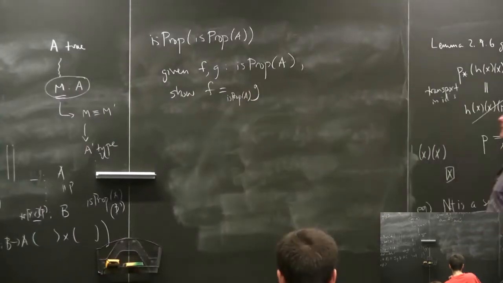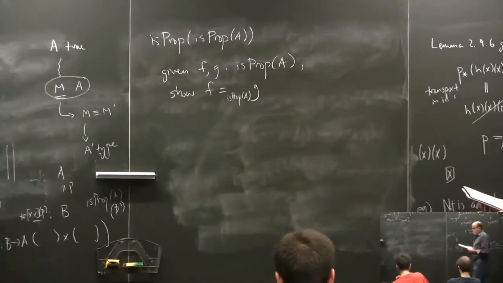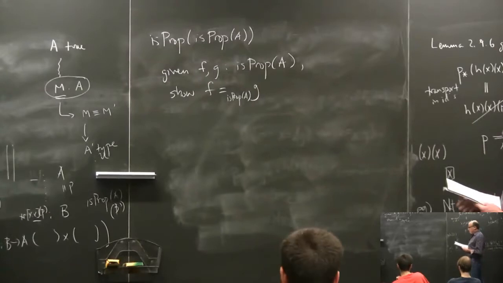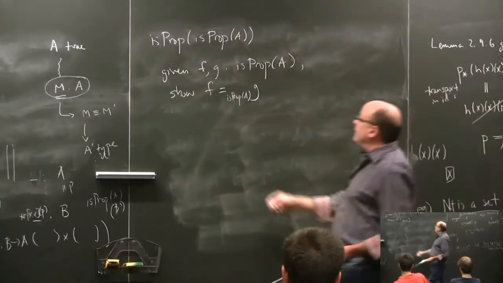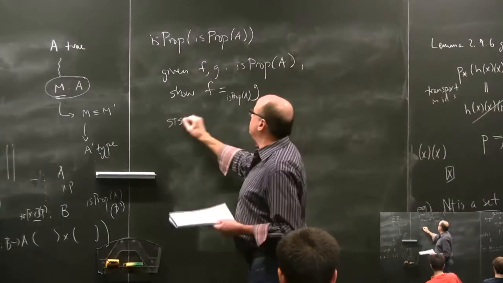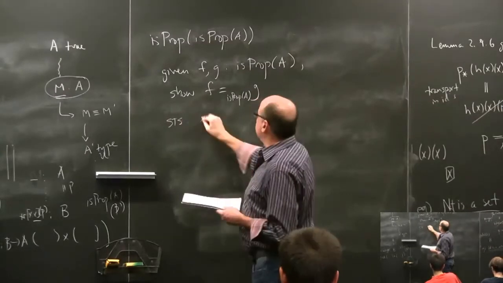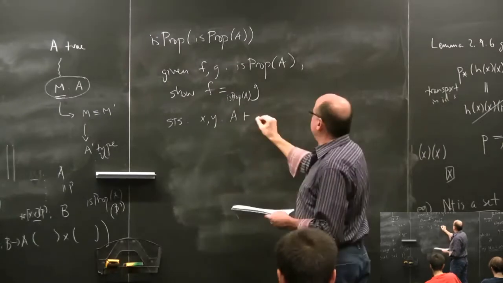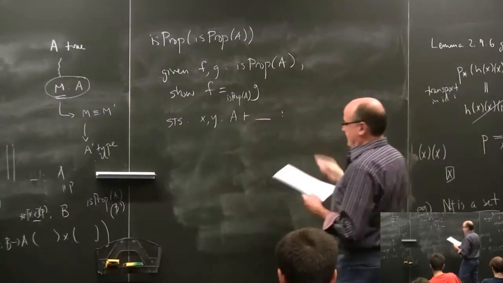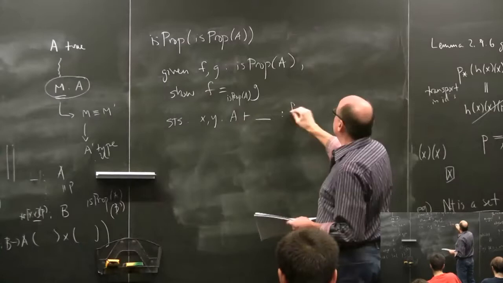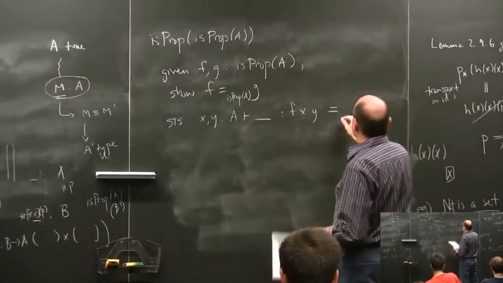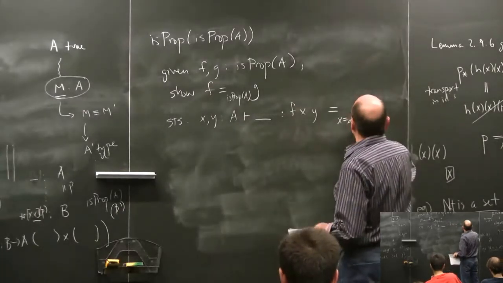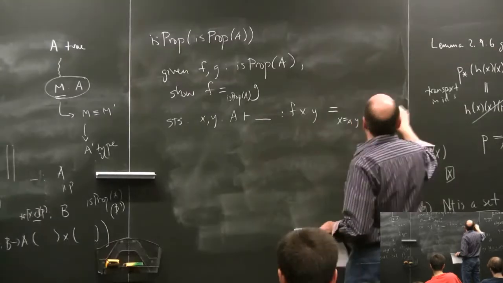Okay, that's the idea, right? So that's what it means to be a prop. So it suffices to show, because if you look at all this, for X, Y, and A, and now I'm going to do that thing: there exists some element of f x y equal to g x y, because this is function extensionality.